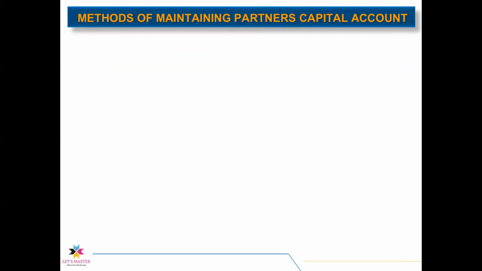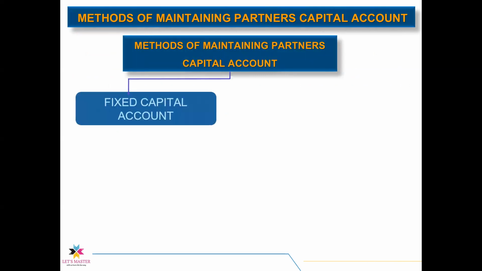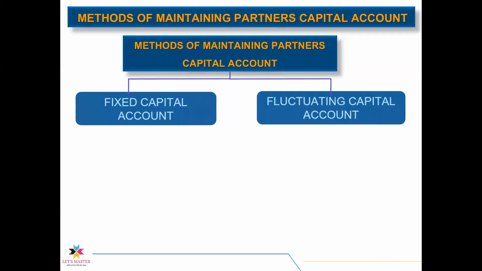Now, if we talk about the various methods of maintaining partners' capital account in a partnership firm, there are basically two methods. The first one is fixed capital account, and the second one is fluctuating capital account. Before we proceed further, let's take a pause and try to understand what the fixed capital account method and the fluctuating capital account method of maintaining partners' capital account in a partnership firm are.